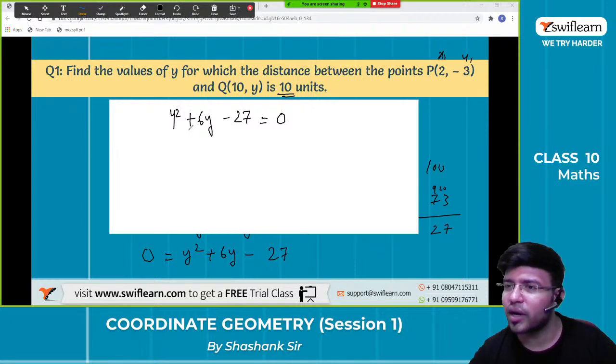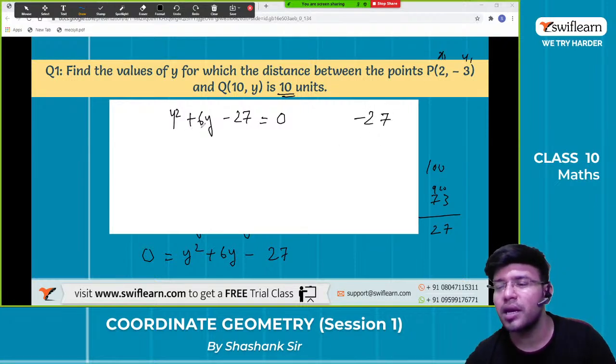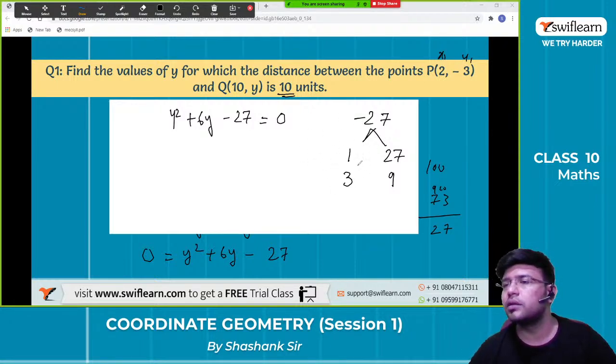Yes, this is a quadratic equation which we need to solve, and the product should be minus 27 and the sum should be 6. First, let us factorize 27. How can we factorize 1 and 27? It is not divisible by 2, it is divisible by 3, 3 9s are 27, not divisible by 4, 5, 6, 7, also not 8. So only these numbers we can factorize. Now choose such that the product should be minus 27 and the sum should be 6.